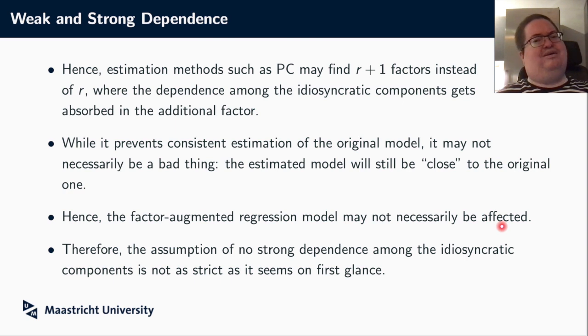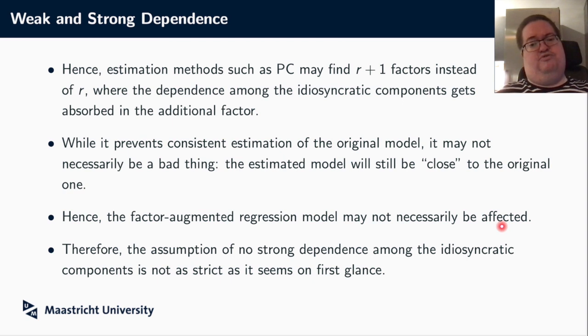So what you may have in cases like this is when you do principal components and you look at the scree plot or look at information criteria, you would tend to find R+1 factors rather than R factors, because the dependence among the idiosyncratic components would get absorbed in this additional factor. Now, there are 2 ways to interpret that, I think. One is to say, okay, this means that this case is ruled out and we cannot actually consistently estimate that model. But on the other hand, if we estimate a model with R+1 factors, this pretty much does the same job. So it captures all the features that you want to capture in that model. So it may not actually be a big problem if this would actually happen.